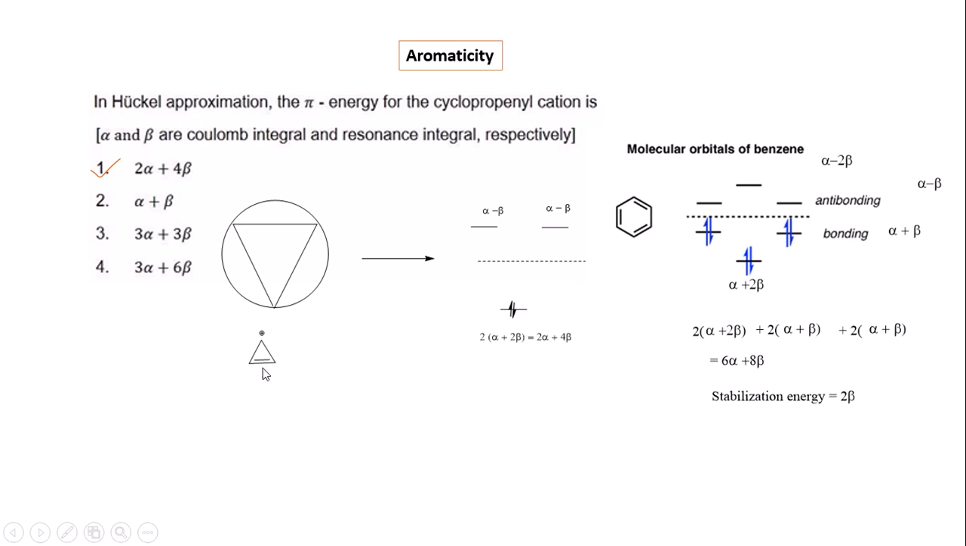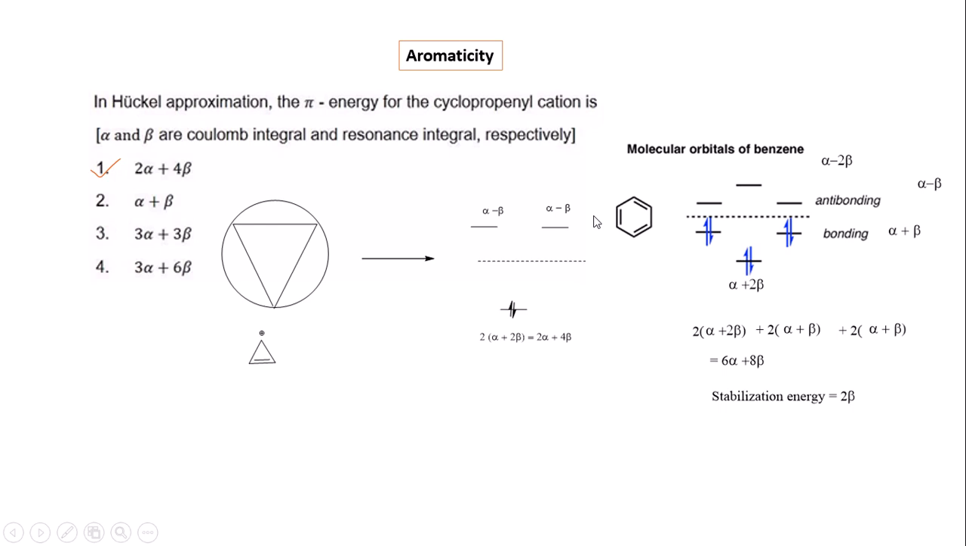In case of the cyclopropenyl cation, the alpha and beta can be distributed as alpha plus 2 beta for the bonding state, and alpha minus beta and alpha minus beta for the anti-bonding molecular orbitals. Here 2 electrons are present, so if we calculate the alpha-beta term for the stabilization, we see that the 2 alpha repulsive factor is nullified by the 2 beta attraction factor, and only the 2 beta stabilization factor remains, and that stabilization factor stabilizes the aromatic molecule.